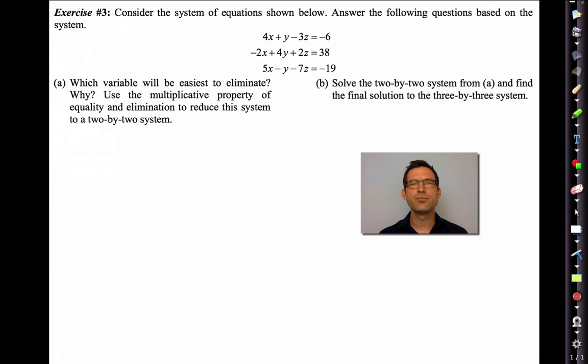All right, so, when you attack a 3x3 system, there's a lot of choice, a lot of things that you should think about. So what I want you to do is really take a look at this system and then take a look at A. It says which variable will be easiest to eliminate, y, and then it says use the multiplicative property of equality and elimination to reduce the system to a 2x2. So think about this for a moment and even take a little bit of time to try to reduce it to a 2x2 system.